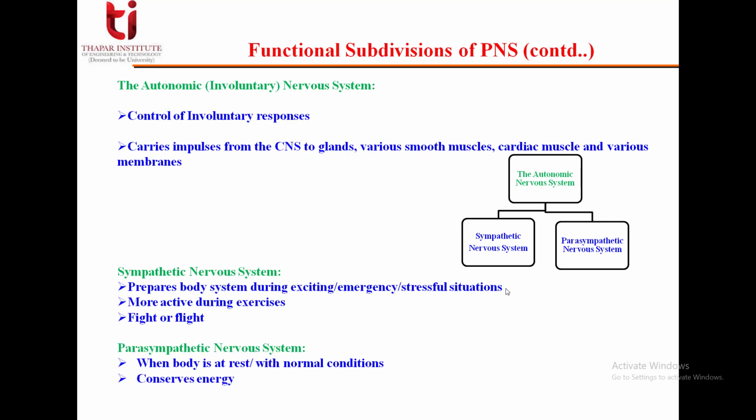Now, if we talk about the parasympathetic nervous system, it is active when our body is at rest, or we can say under normal conditions. It conserves energy. Therefore, it is also sometimes referred to as the eat and sleep type of response.